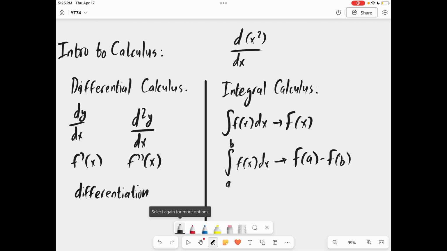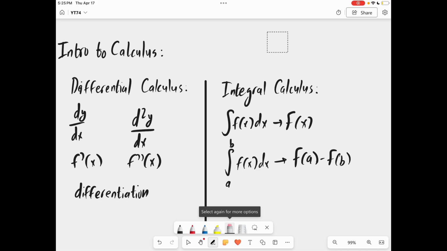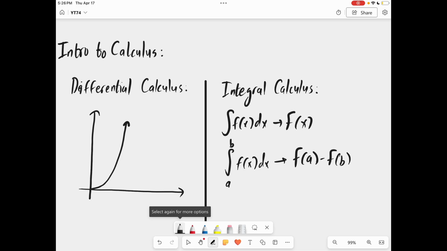Now, geometrically, you represent derivatives by the instantaneous slope at a certain point. You might be wondering, what's that? Let's say we have a function like x squared, which is not a linear function, so you can't really figure out its slope as easily. The graph of x squared would probably look something like this. And as you realize, it doesn't have a constant slope.